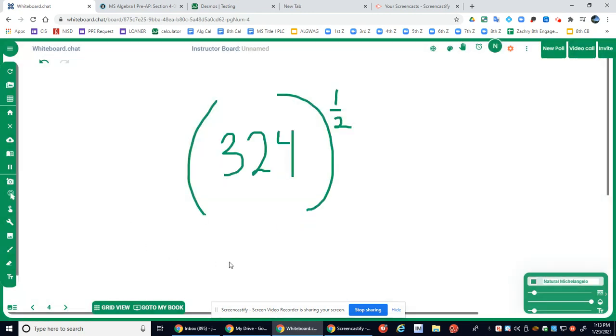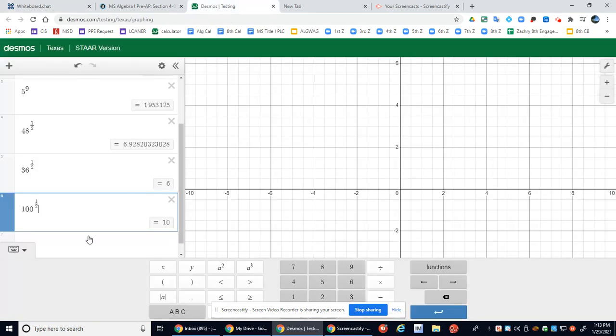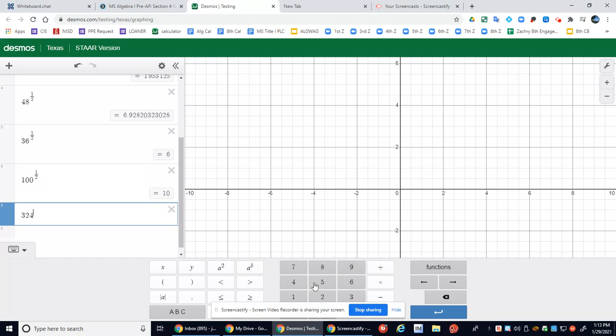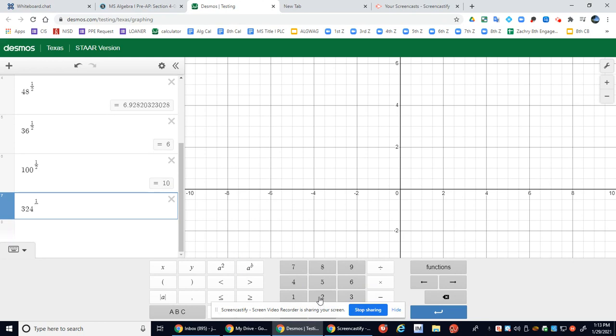The big thing for today is for you to realize how to use the calculator. And what if we have it in the parentheses outside? That's just bring it inside to the whole number. So 324 to the power of a half. Let's do that one. 324 to the power of 1/2. And we got it's 18.